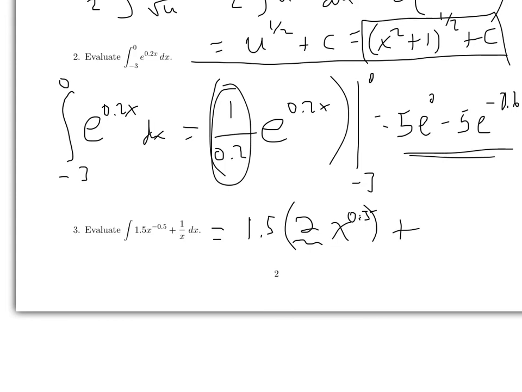Plus the antiderivative of 1 over x, that's the one place where the power rule doesn't work. The antiderivative of 1 over x is just log of x, and then plus a constant. So as simplified or not simplified as you would like. So that's it. Those are the answers or solutions to the 8 problems that you have.